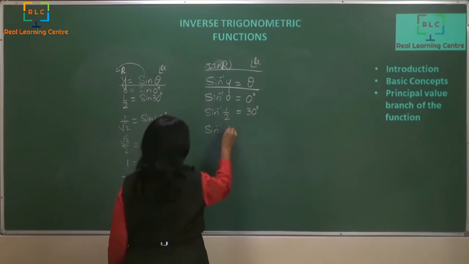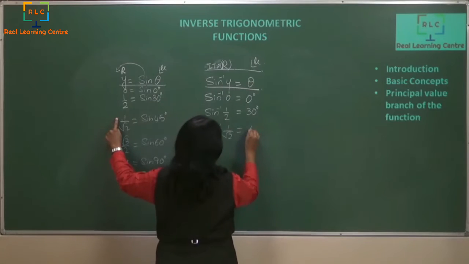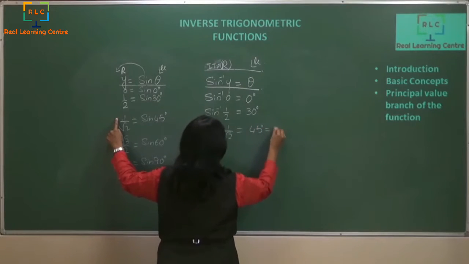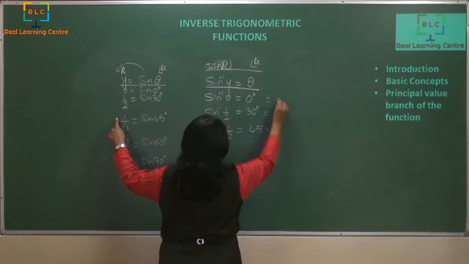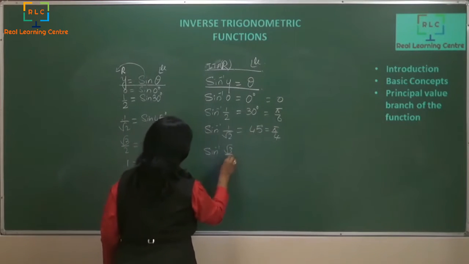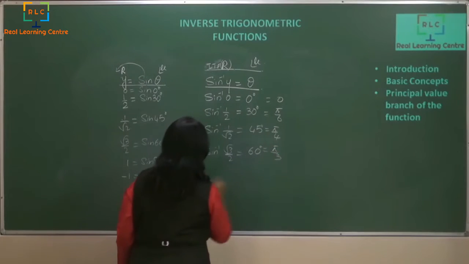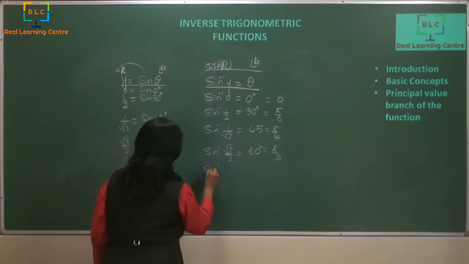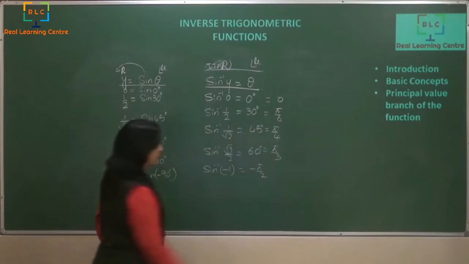Likewise, sine inverse 1 by root 2 will be equal to 45 degrees, or it is equal to pi by 4. This will be pi by 6, this will be 0. And sine inverse root 3 by 2 is equal to 60 degrees, which is equal to pi by 3, and so on. Sine inverse of minus 1 will be equal to minus pi by 2.